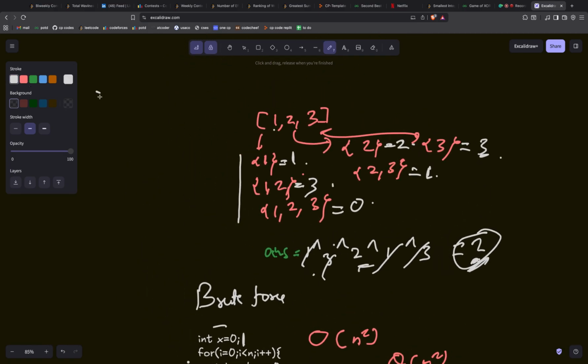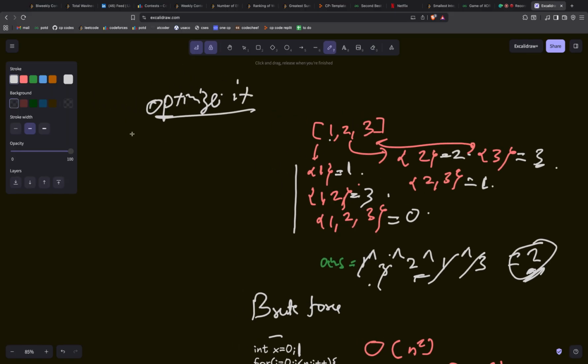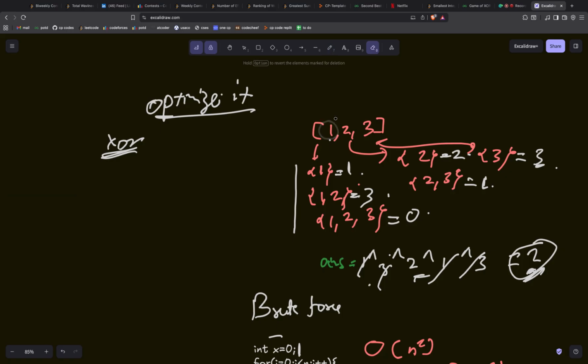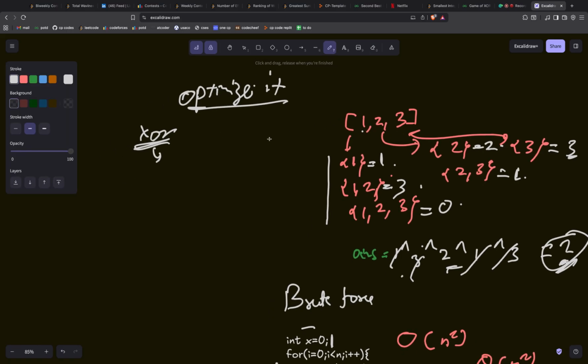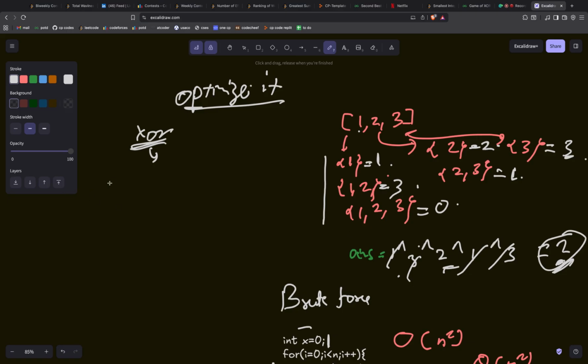If this would TLE, how can we optimize it? How can we do this? Let's think. In XOR, what would be the XOR of the final subarray? So this would be 1 XOR 1 XOR 1, let's say some k1 times, and then 2 XOR 2 XOR 2 some k2 times, and 3 XOR 3 some k3 times.